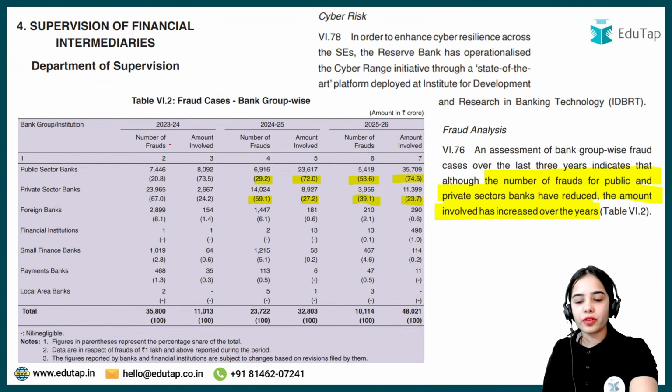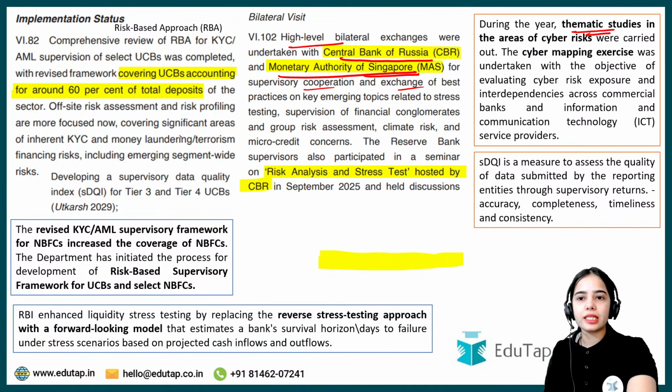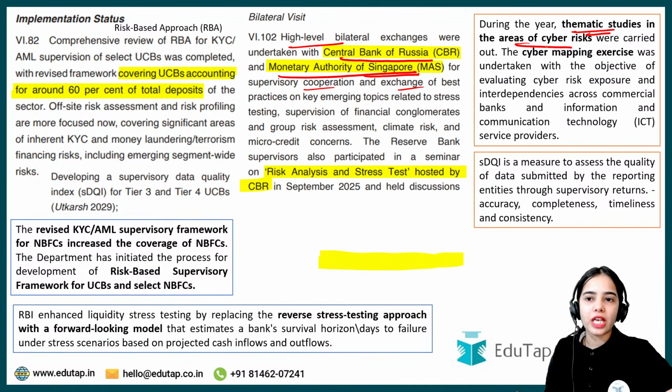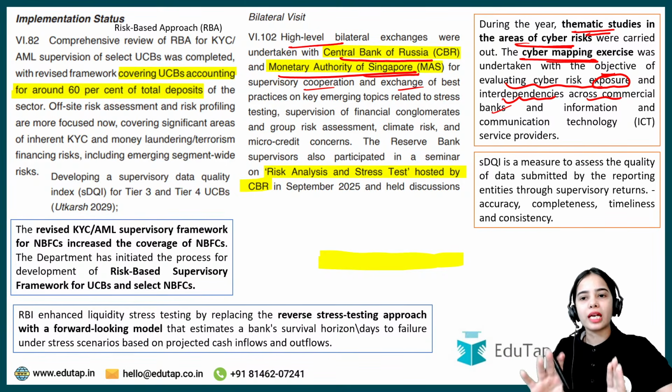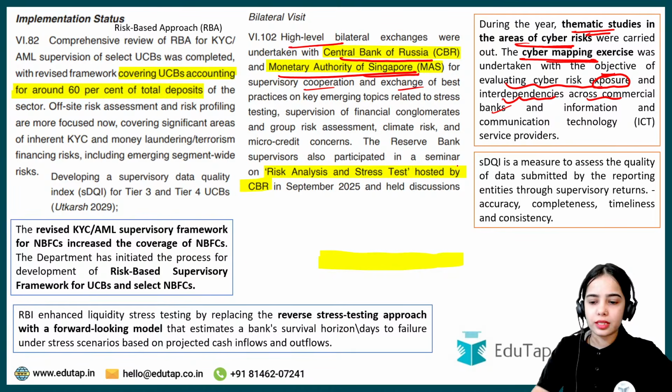Under this Department of Supervision, there were thematic studies in the areas of cyber risk. A cyber mapping exercise was undertaken with the objective of evaluating the cyber risk exposure and interdependencies across commercial banks and such. So cyber mapping happened so that the risk can be identified. This is it.